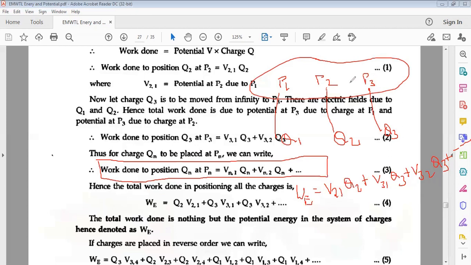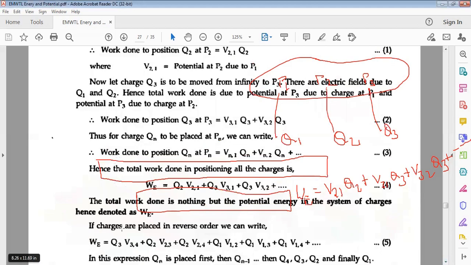When Q3 is there, due to Q2 and due to Q1, a force is exerted. When Q2 is there, there is no Q3; before that there is only Q1, and a force is exerted on Q2 due to Q1. So W equals Q2 V21 plus Q3 V31 plus Q3 V32, and so on. The total work done is nothing but the potential energy of the system of charges, hence it is denoted as W_E.